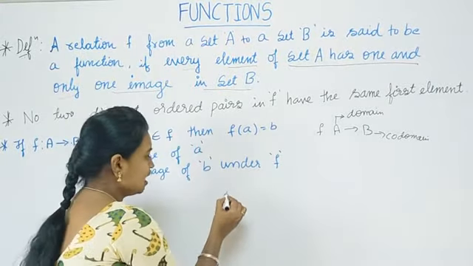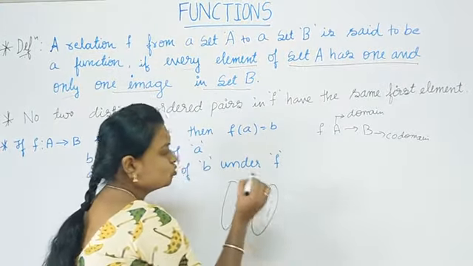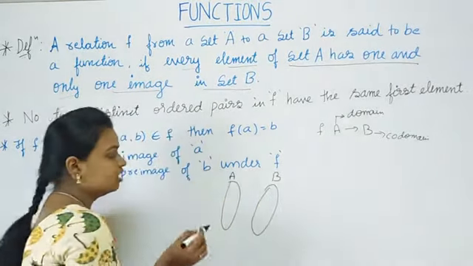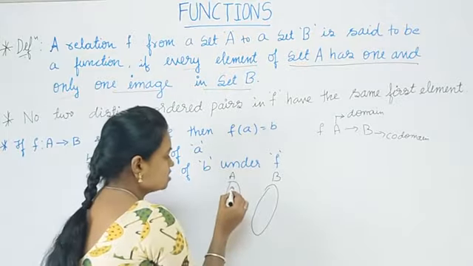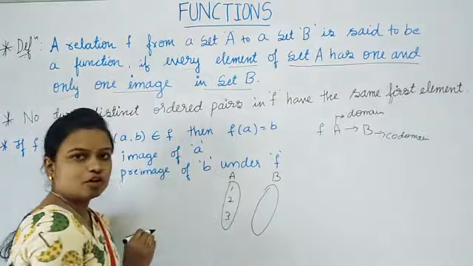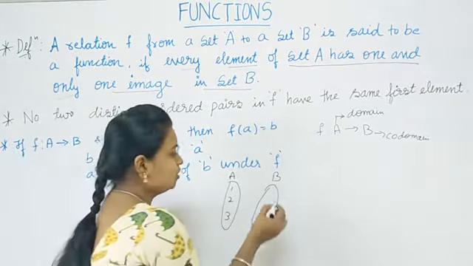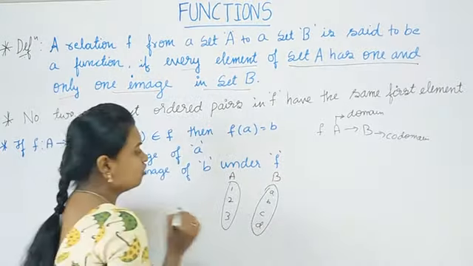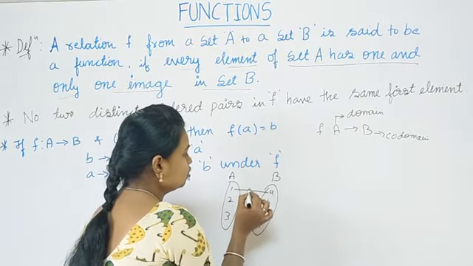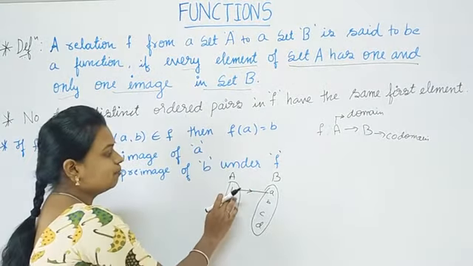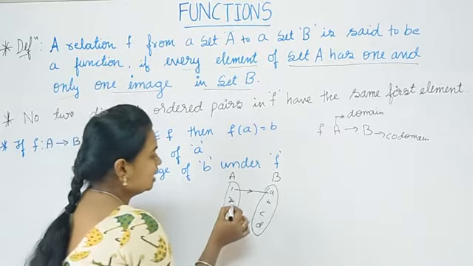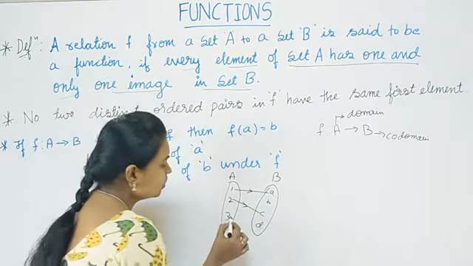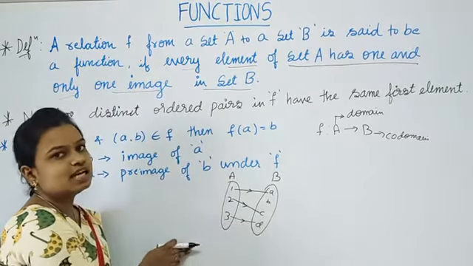For that I will take two sets. This is set A and this is set B. The elements of set A are 1, 2, 3. Similarly, the elements of set B are a, b, c, d. So I write an arrow diagram. 1 is mapped to a, so the image of 1 is a. Similarly, 2 is mapped to c, the image of 2 is c. And also 3 is mapped to d. This is a relation, right?